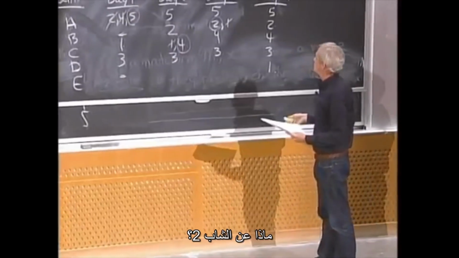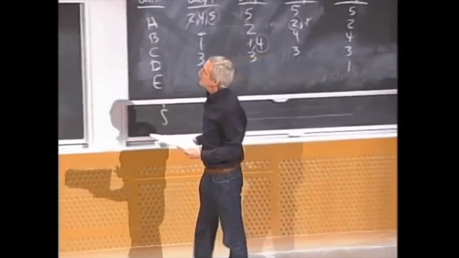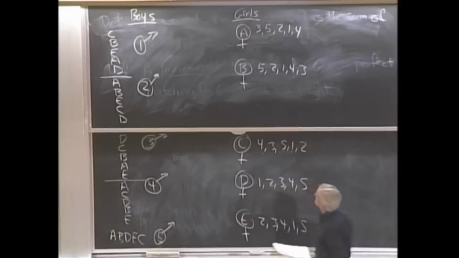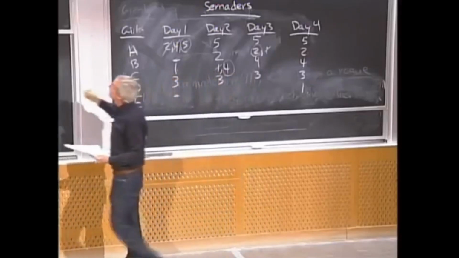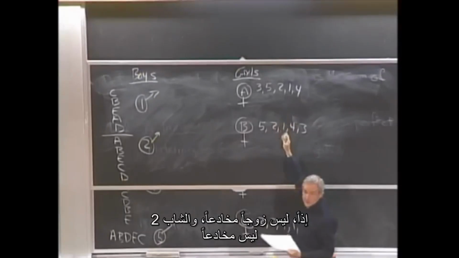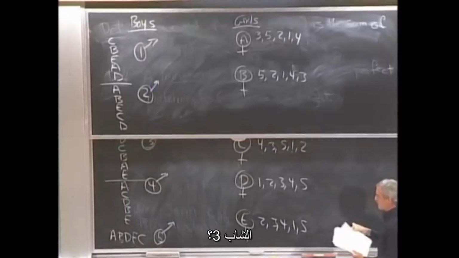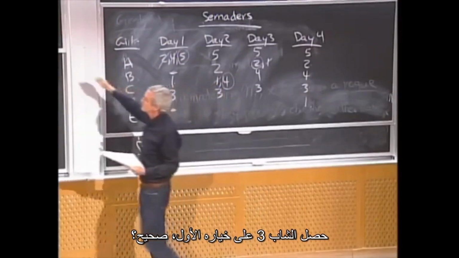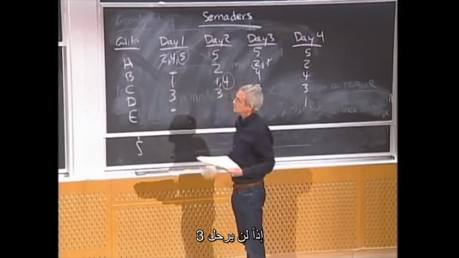What about boy 2? 2 got B, and that's 2's second choice. What about 2A? Let's see. A got 5, and A likes 5 better than 2. All right, so that's not rogue. Boy 2 is not rogue. All right. Boy 3. Boy 3 got his first choice, right? 3 got D. So 3's not going anywhere.